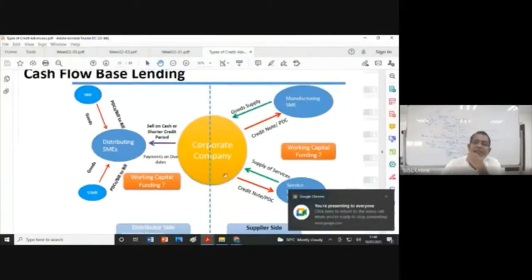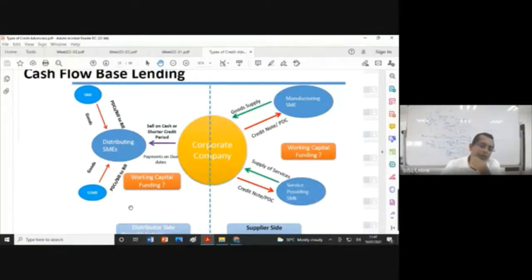So we discussed the supplier side, then we discussed the distributor side. This kind of thing is called cash flow based lending. We discussed cash flow based lending on our first day as well. So this is a similar thing. In that, we know the amount and we know the timing when this cash will come to the bank, right?